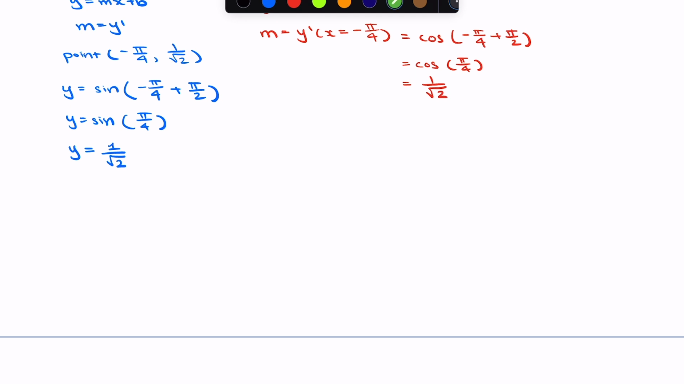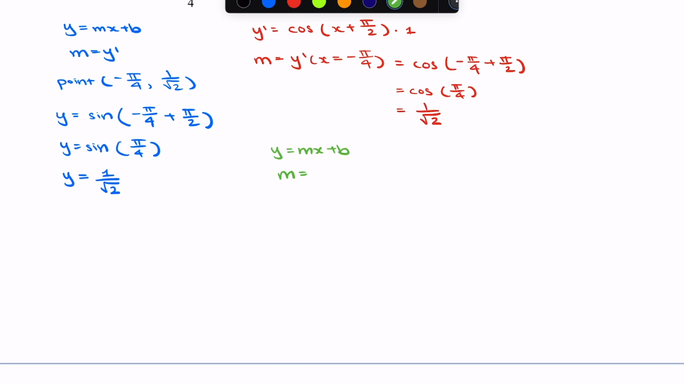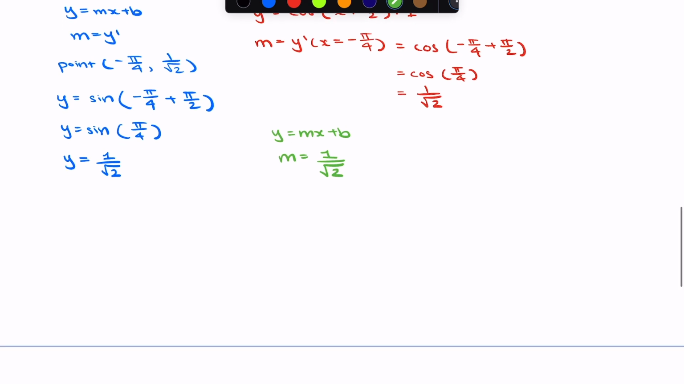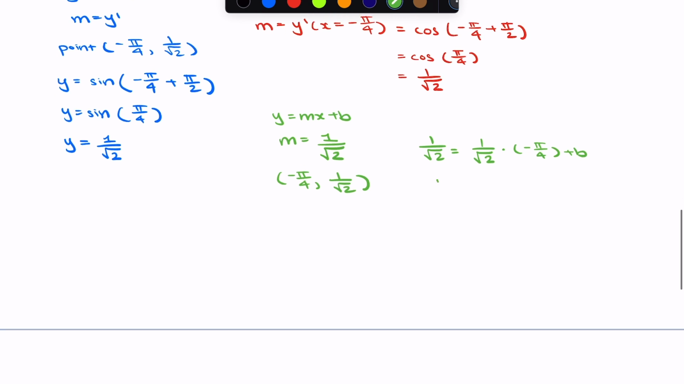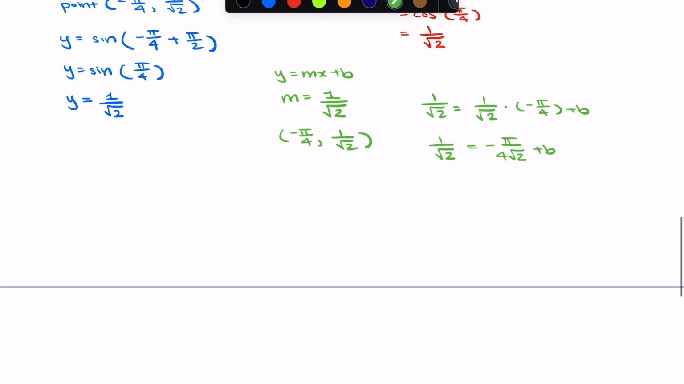So here we're going to set that back into our equation of y is equal to mx plus b. So here we know that our slope is equal to 1 over square root 2. And we know that a point that we're going to be able to sub in is negative pi over 4 and 1 over square root 2. Here we have 1 over square root 2 is equal to 1 over square root 2 times negative pi over 4 plus b. So I have 1 over square root 2 is equal to negative pi over 4 square root 2 plus b.